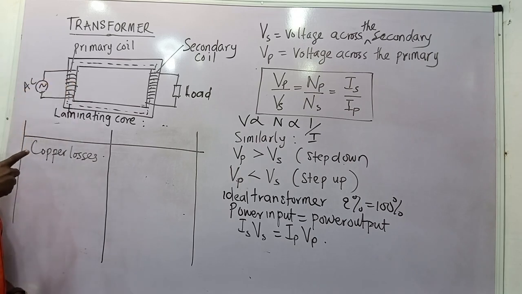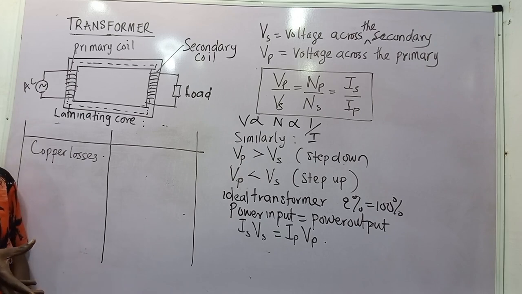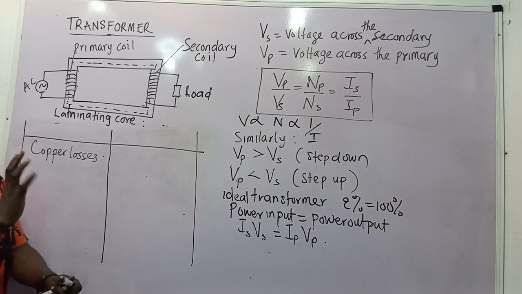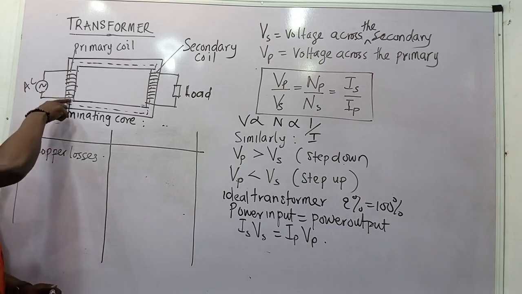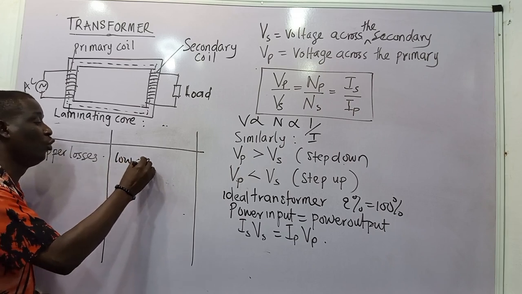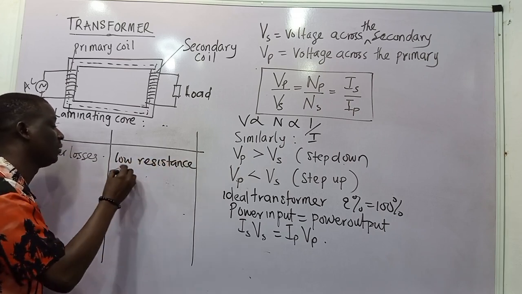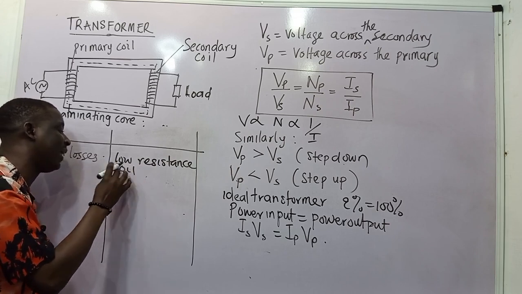So when you heat the coil, a lot of heat will be lost through that coil. That's why we advise you to use a low resistance coil, so that it will minimize the heat, because heat is generated as a result of resistance. Don't forget, a resistor helps to dissipate heat in a circuit. If the resistance is lowered, it will also lower the heat lost in that coil. So to reduce it, you use a low resistance coil.